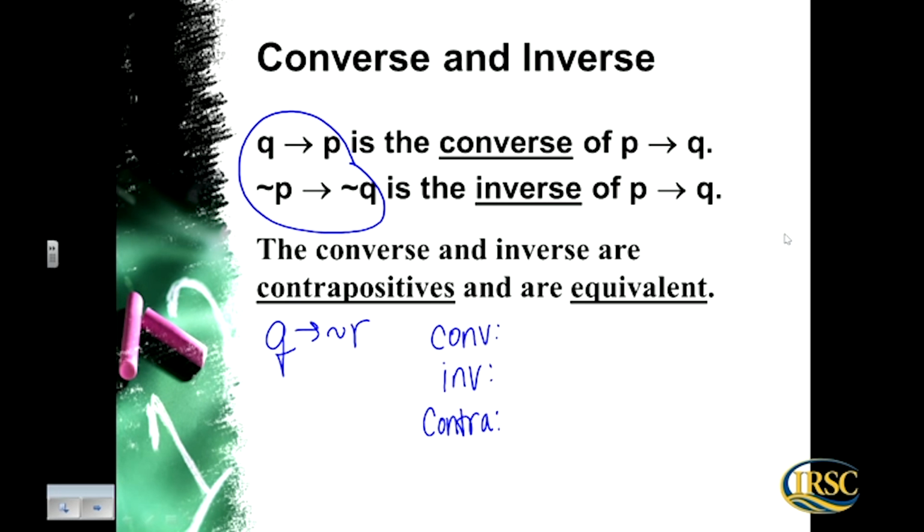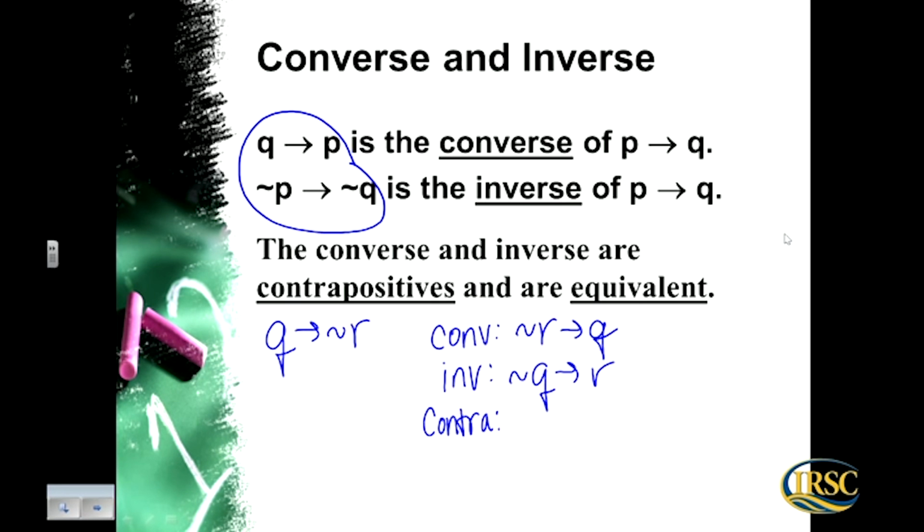Okay, so the converse means that you're doing what to the original? Just reversing, right. So keep everything the same, but reverse the order. So we're going to have not R, then Q. Okay, the inverse means we're doing what? Okay, so the inverse means keep the order the same, negate both sides. So Q is going to become not Q, and not R is going to become R.